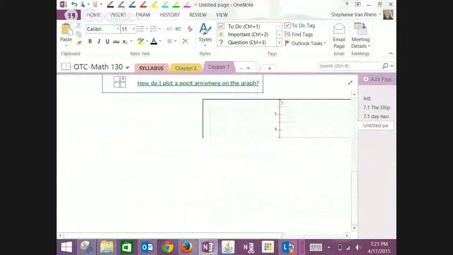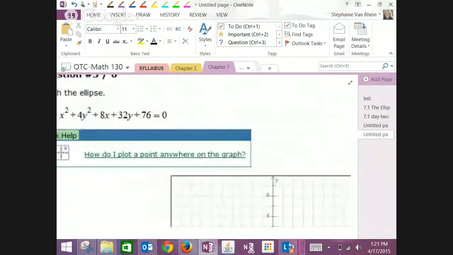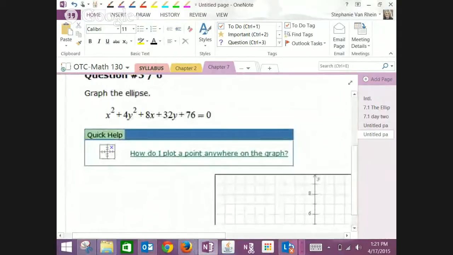So here, I have to find the equation. So I need to do completing the square. So you guys will work on this one for a little bit.